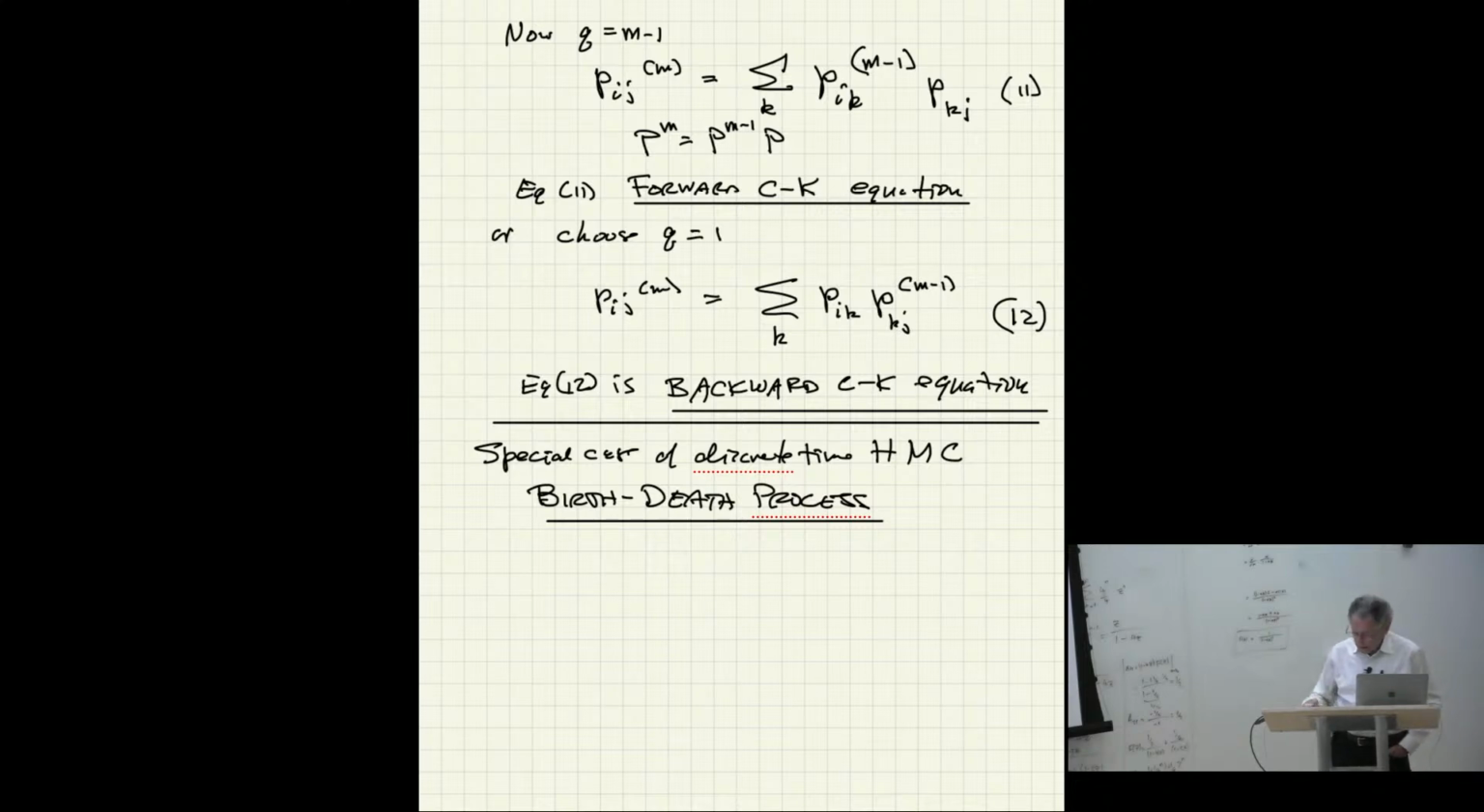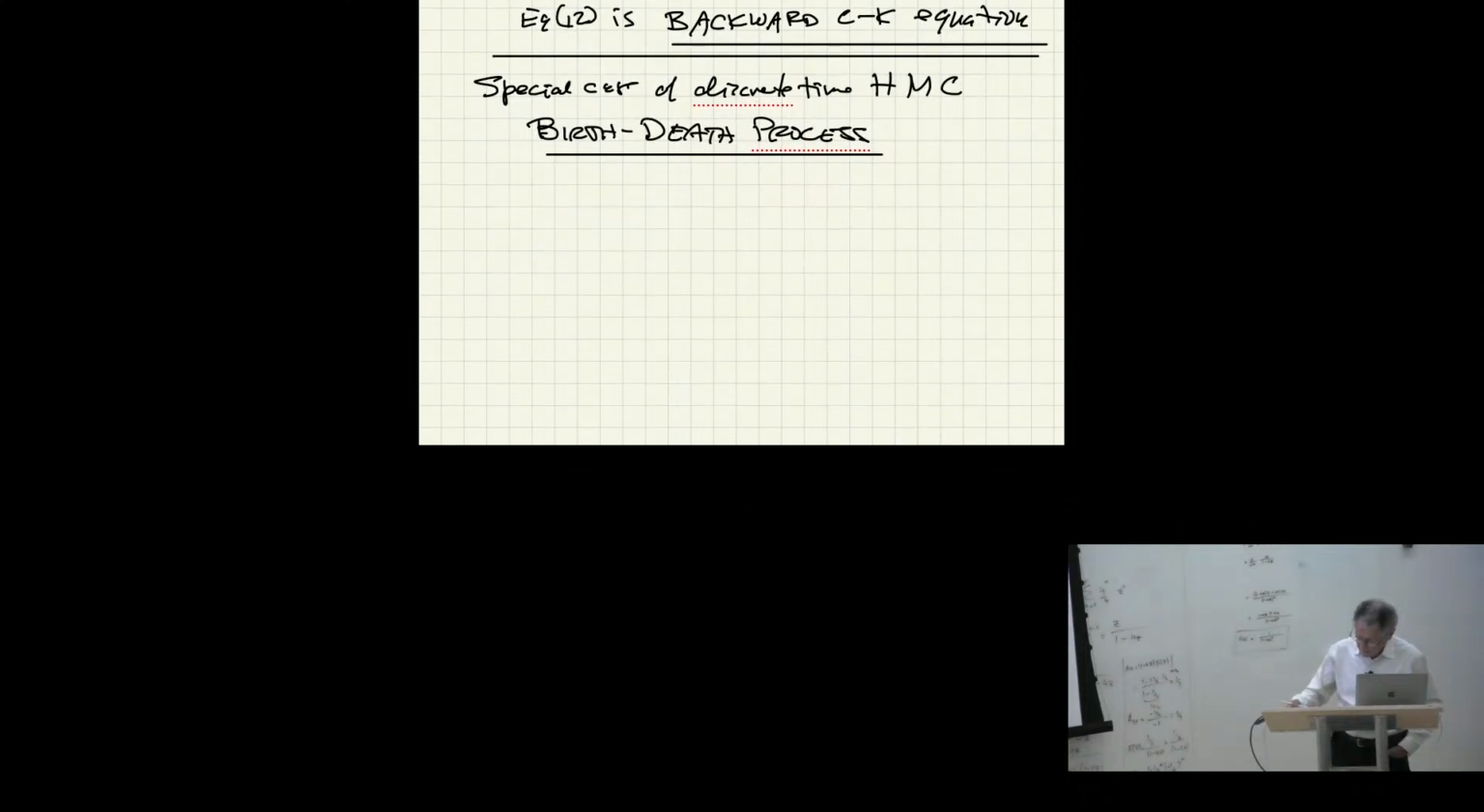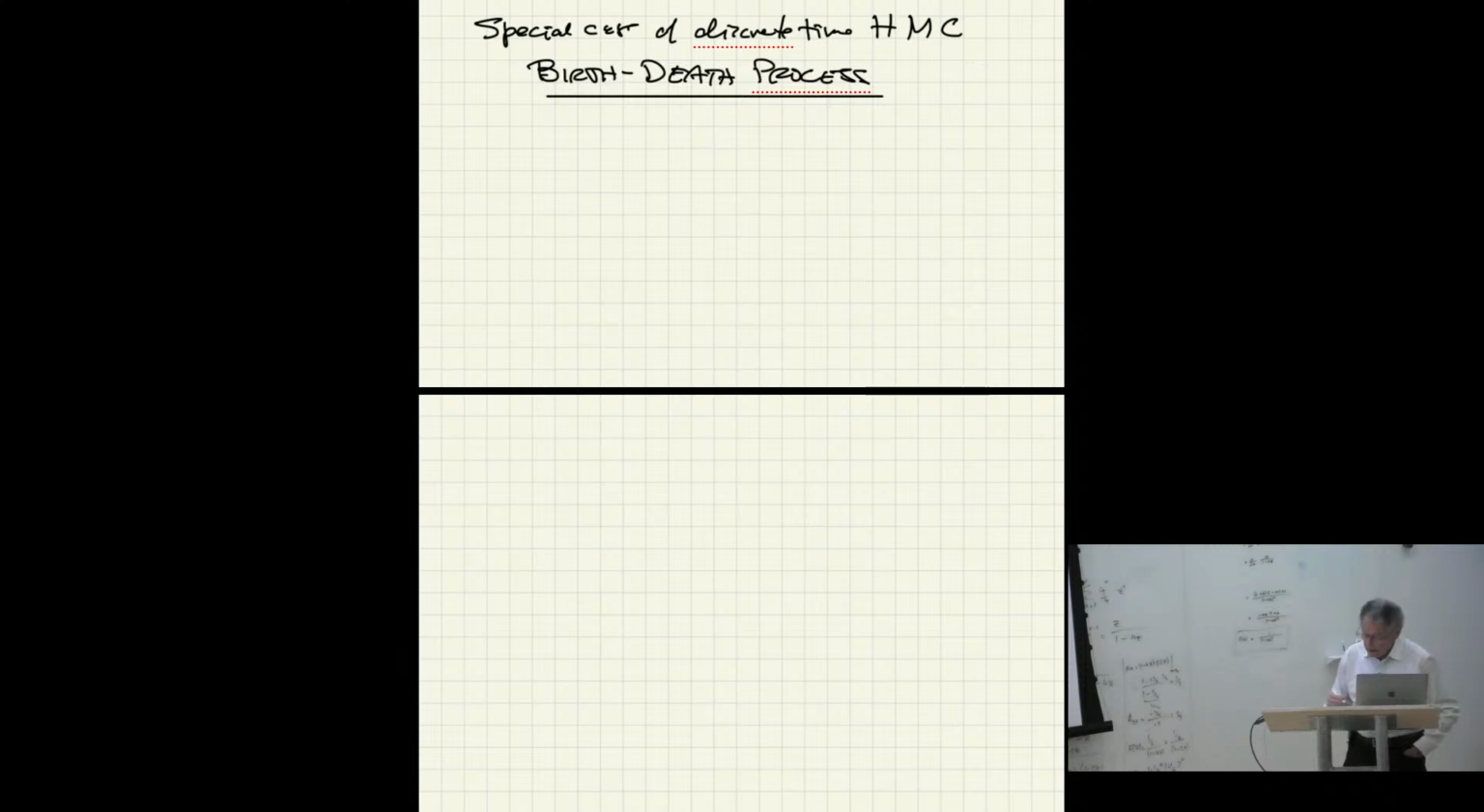And basically what happens here is that the state changes by at most one. By plus or minus 1. And it models the behavior of a population.